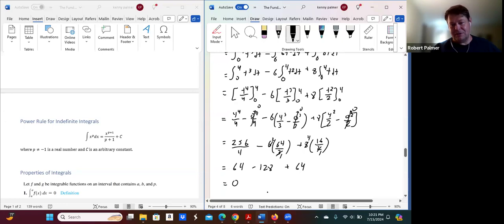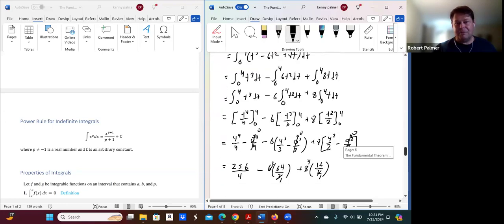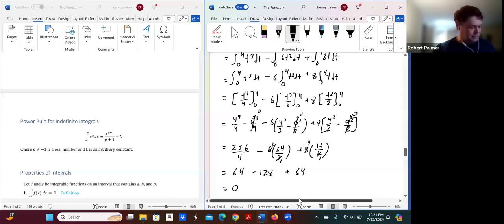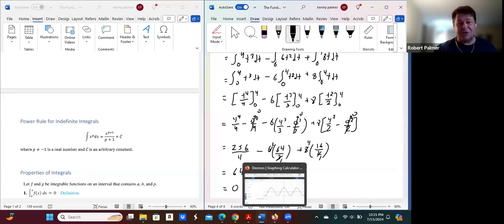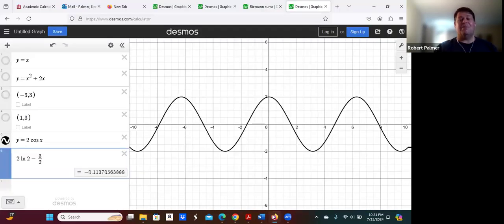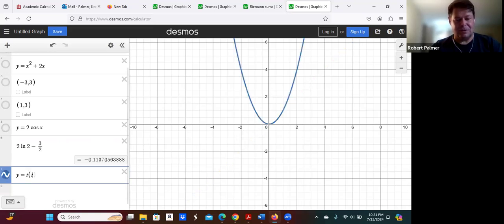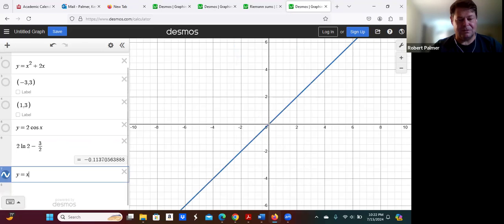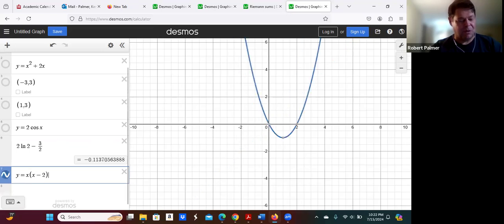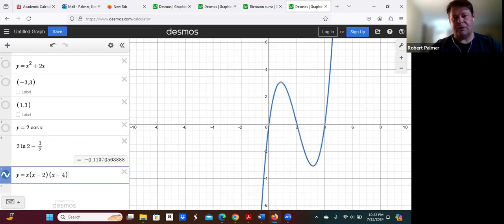Let's see if that makes sense. So actually, let's graph this one. Let's graph it the way it was written. We actually got a 0, so that means we should have the same area above and below. Now, it may not look that way. Let's see what this looks like. So y equals, we choose x minus 2 for graphing purposes, times x minus 4. Okay, yeah, and that's actually perfectly reasonable.